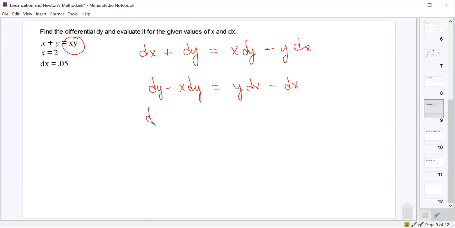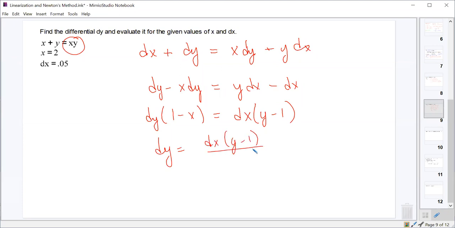And we can factor out the dy over here and factor out the dx over here. If we want, we don't have to factor out the dx, but I'd rather have just one differential over there to deal with than two. And dy ought to be dx times y minus 1 over 1 minus x. And we have a little bit of a problem here. What's the problem that we've got?